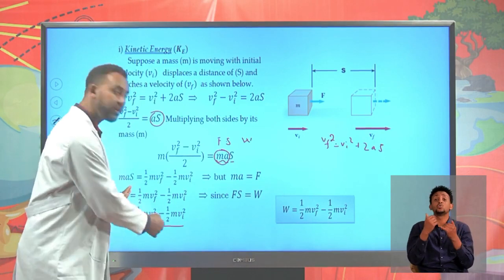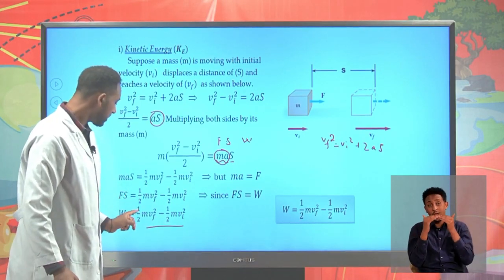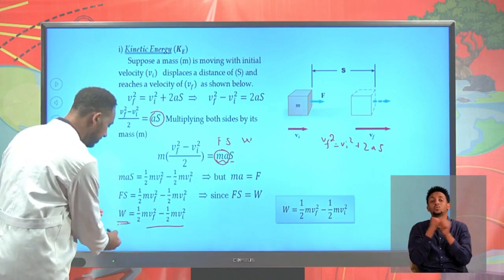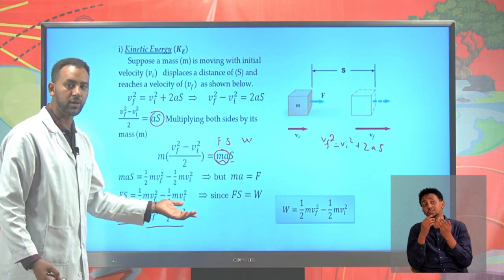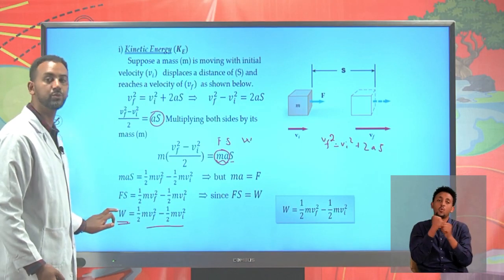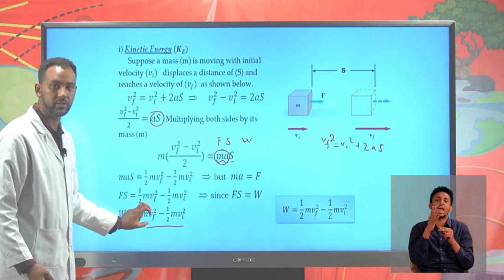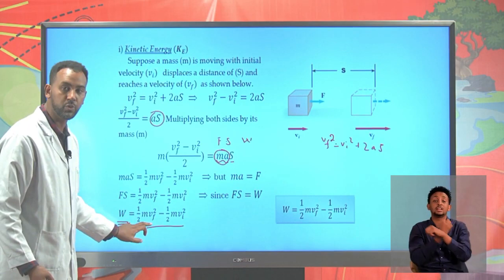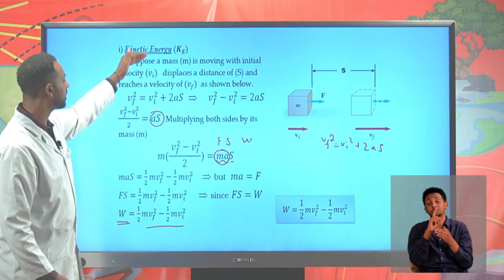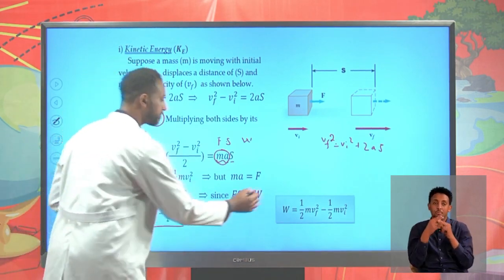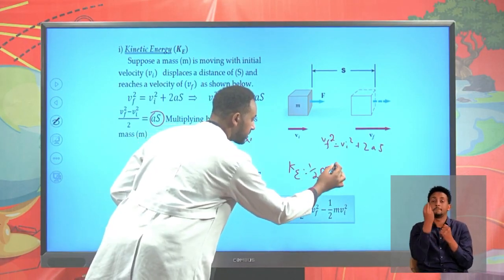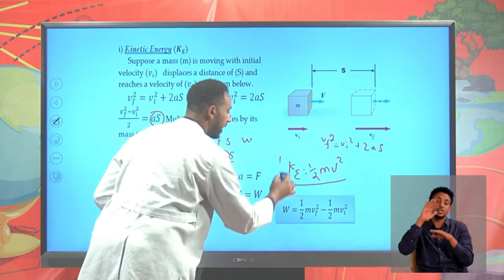Now the quantity one half m v squared enables us to perform work. The change of this quantity enables us to perform work. What is that? The ability or capacity to perform work is known as energy. So what kind of energy is this? This is energy due to the motion of the particle, or energy due to the velocity of the particle. Therefore, this is what we call kinetic energy. The product of one half mass times velocity squared is called kinetic energy.